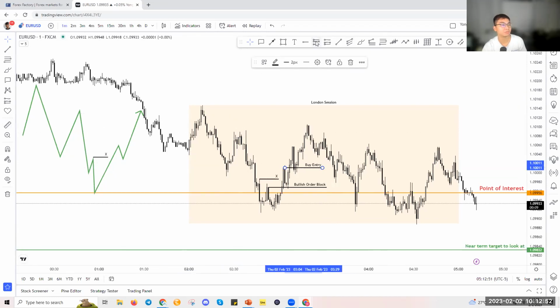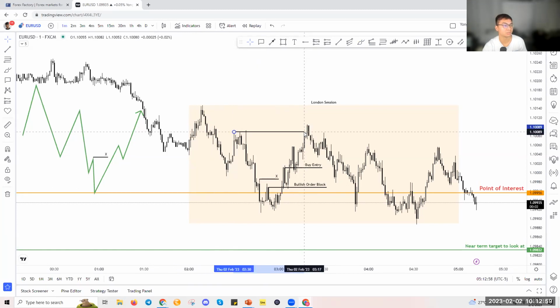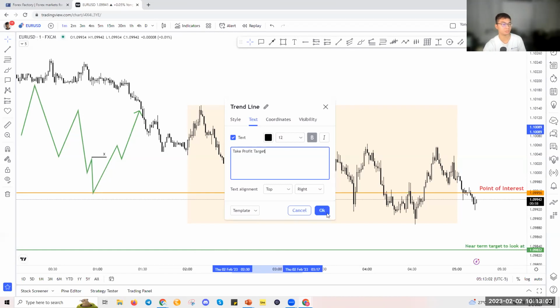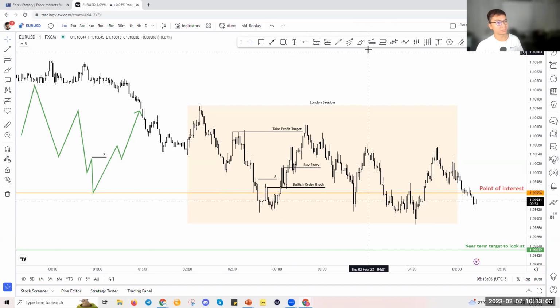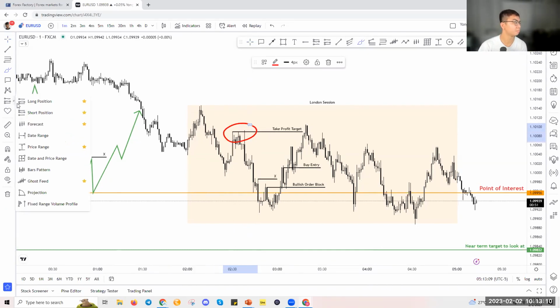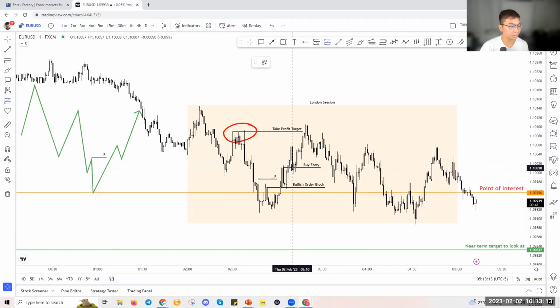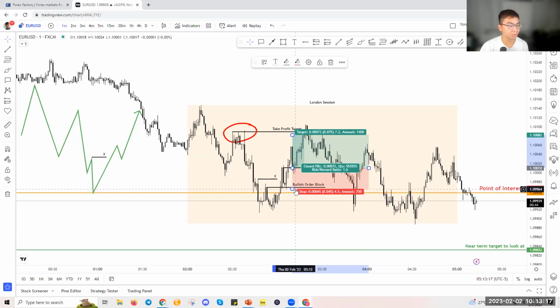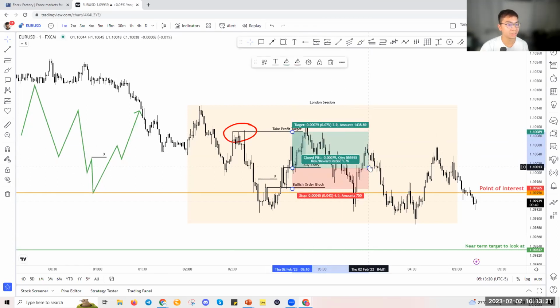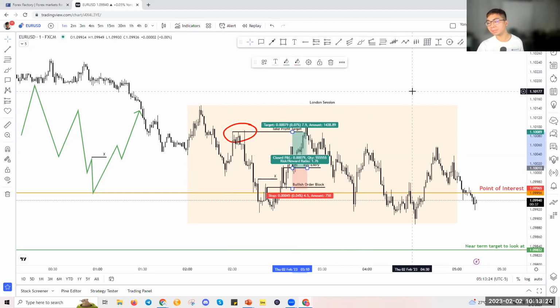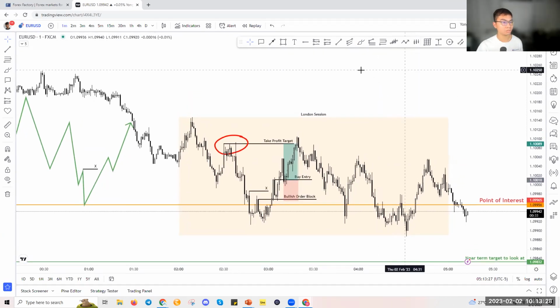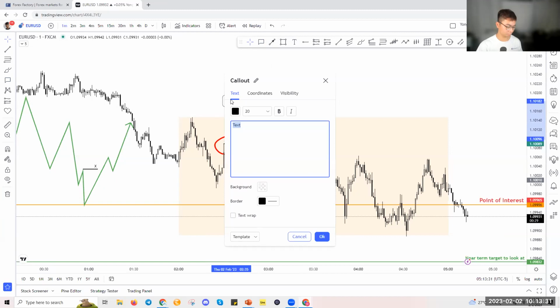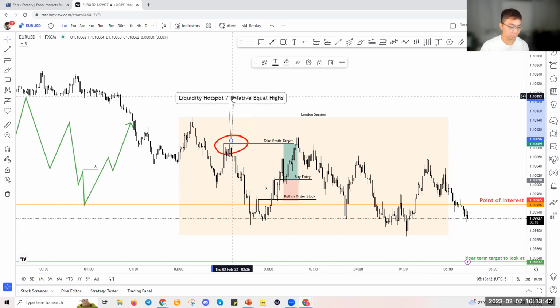So I was aiming for this high right here. Why was I aiming for this high? Because we had relative equal highs. So this was the take profit target. So I took a long position, buy entry, price came back down, stop loss below this bullish order block, and I aimed for that liquidity hotspot. So it's roughly an 8 pip trade, but it's more than enough. So I'll label it out: liquidity hotspot, relative equal highs. So that's an area that I was looking at.